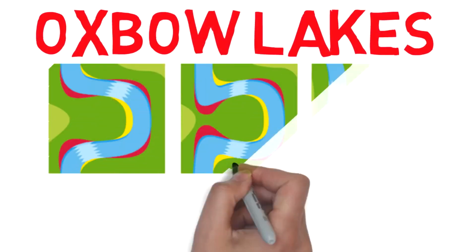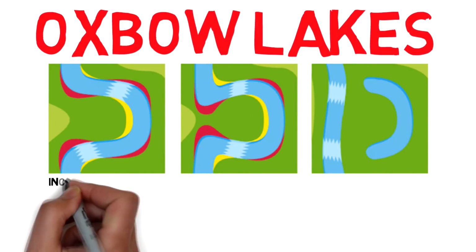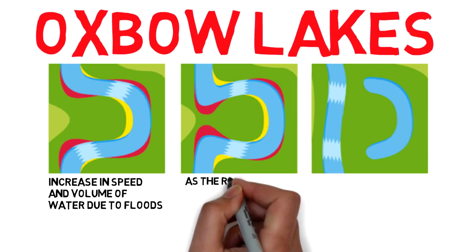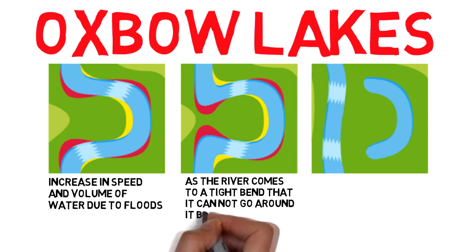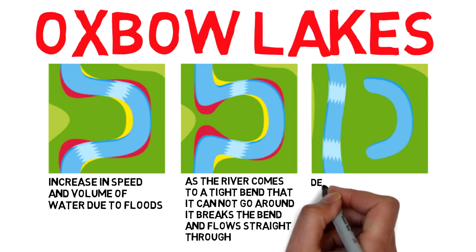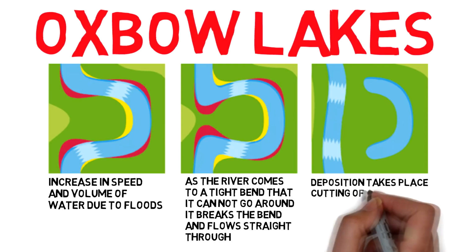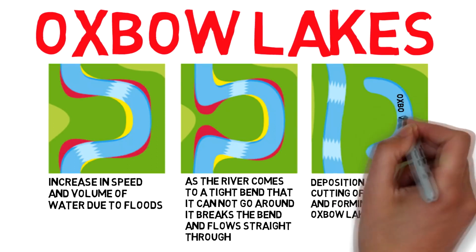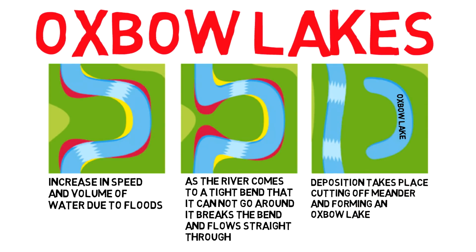Lastly, we're going to move on to the features of the old age river. The first feature of the old age river is oxbow lakes. These are horseshoe-shaped lakes. During floods, there will be an increase in the speed and volume of a river. So as the river comes to a tight meander that it cannot go around, it simply bursts its banks and cuts through the bend. The water which flows around the bend will now be flowing slowly, and so deposition will take place. Over time, the meander will become cut off from the main river because of deposition. The cut off meander is then called an oxbow lake.